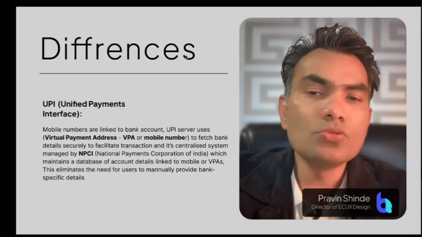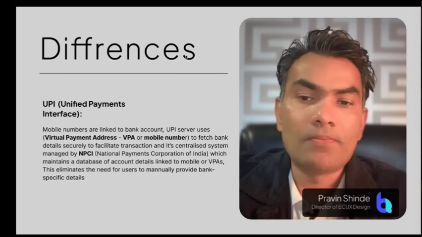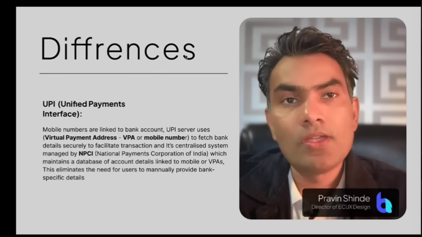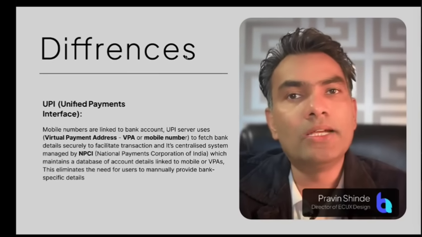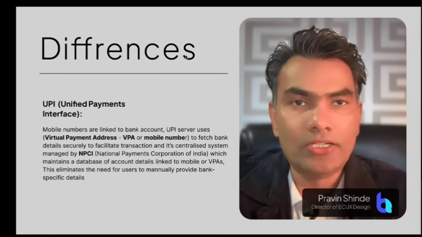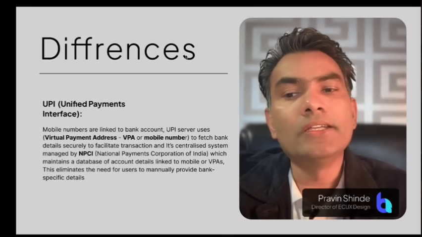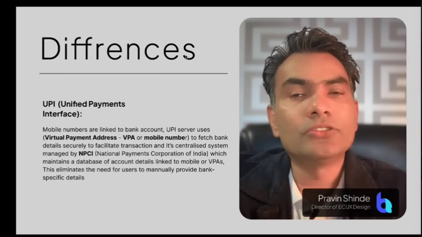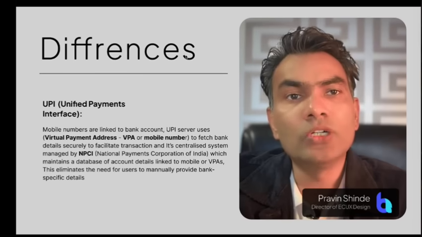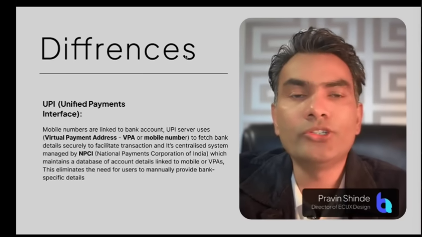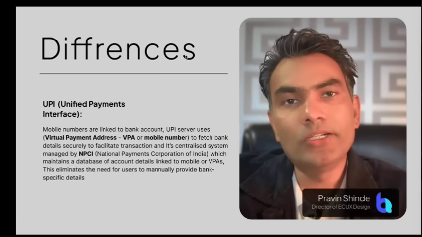So why are these two methods different? UPI is managed by NPCI, the National Payments Corporation of India, and they manage a centralized database. Every bank account is linked with a mobile number, and NPCI manages all that data. When you enter someone's mobile number, the UPI apps fetch the data for that mobile number in real time. Whatever bank account is linked to that mobile number, they fetch the data and show it to you, and then you can transfer the payment to that particular VPA.